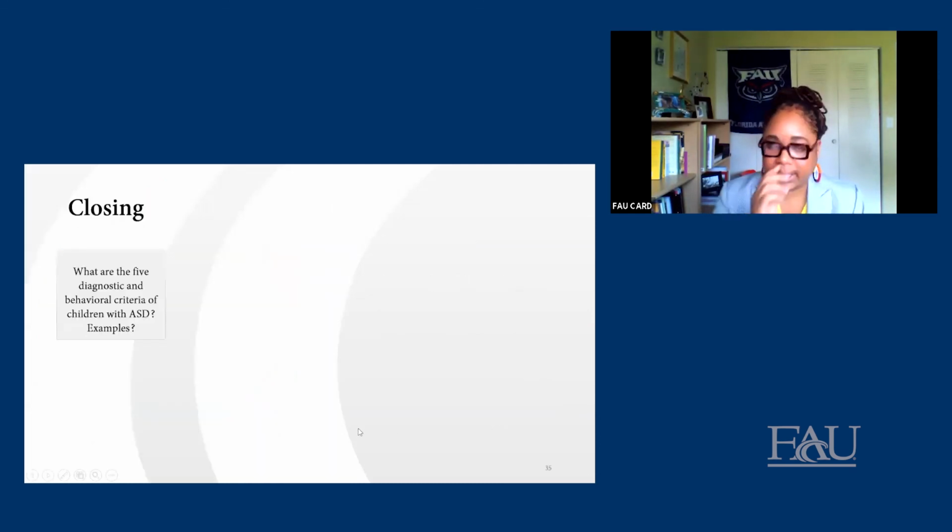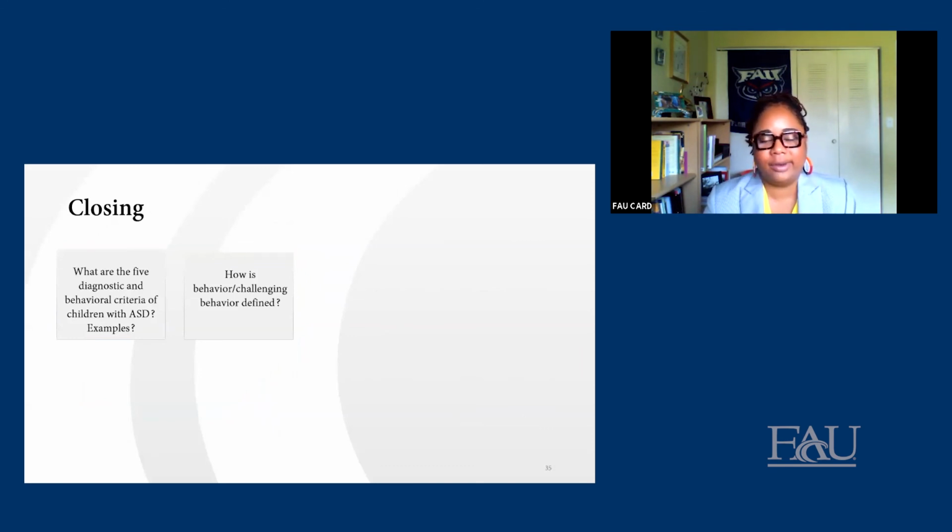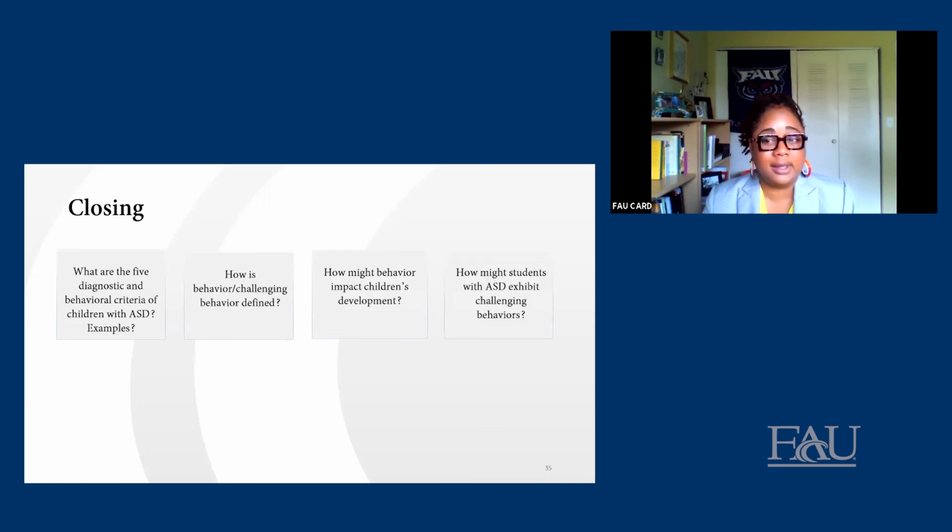So in closing, by the end of this webinar, you want to look at what are the 5 diagnostic and behavioral criteria for children with ASD, and what are some examples of how those criteria are manifested in children. You should be able to answer the question, how is behavior or challenging behavior defined, broadly and generally for all children or all students, and also how those behaviors might impact children's development across those 5 domains. And how children with ASD might exhibit specific challenging behaviors that are either common or uncommon.